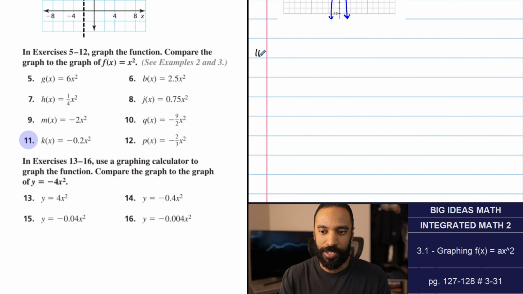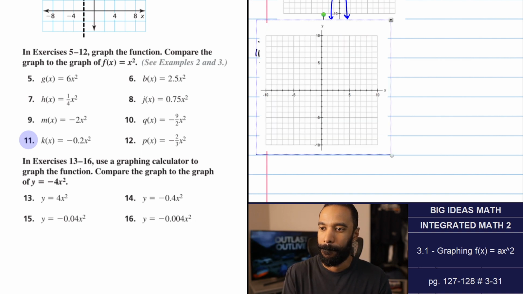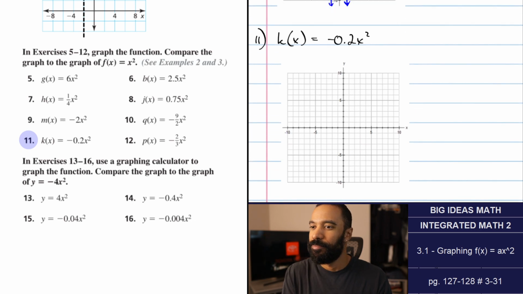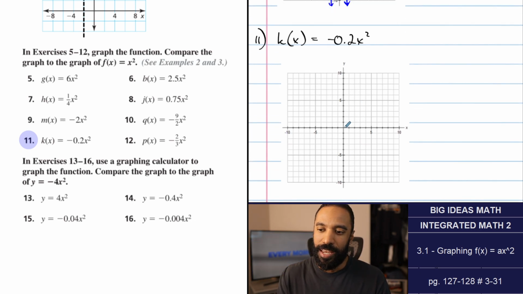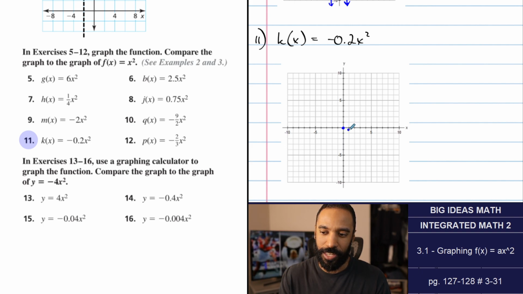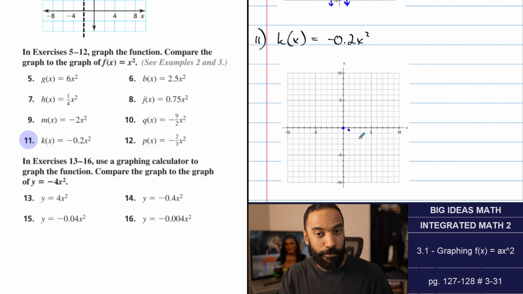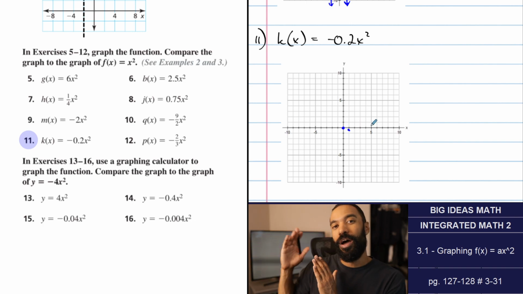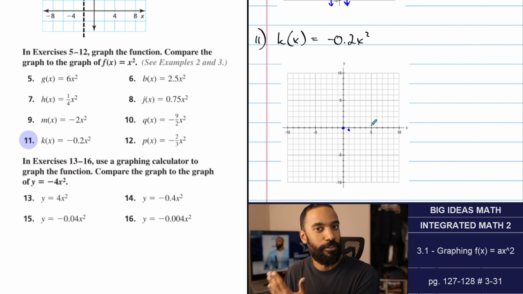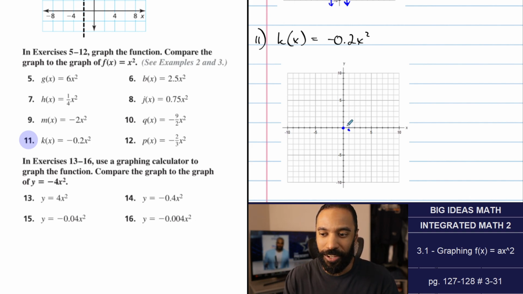K of x equals -0.2 x squared. Okay, so we have reflection over the x-axis. Now, 1 times 0.2 is 0.2. That's 1/5 of the way down, less than a quarter. 0.2 times 4. Now remember, instead of going down 4, we go 1/5 of that. 1/5 of 4 is 4/5. That's one way of saying it. Or 4 times 0.2 is 0.8. We're still less than 1 on this guy right here.